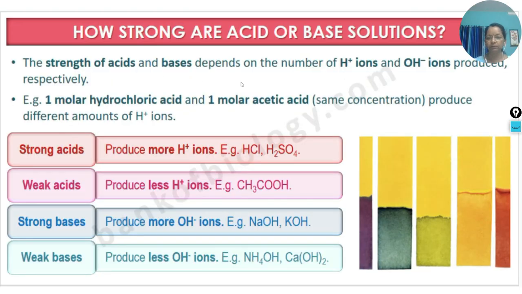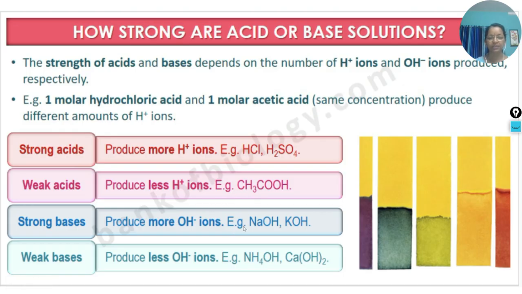Then it is giving examples of some strong acids and weak acids. For example, sulfuric acid, hydrochloric acid, etc. are strong acids, whereas acetic acid is a weak acid. You know what acetic acid is, right? It's vinegar. The solution of acetic acid is called vinegar.